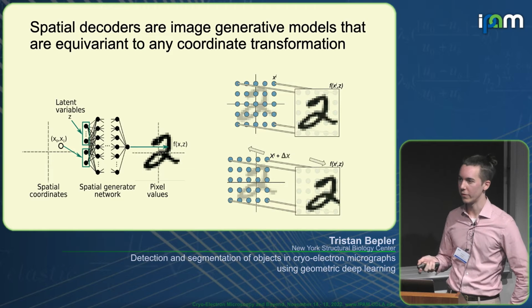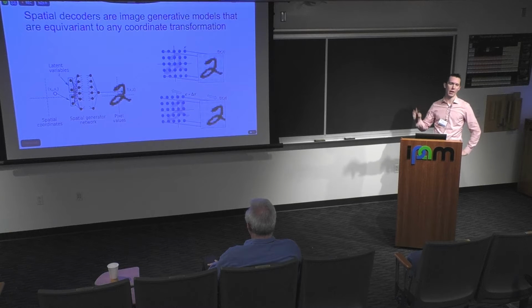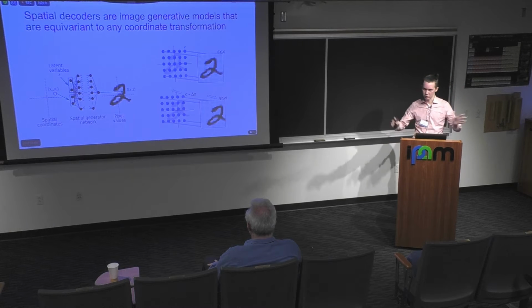There's no need to do any interpolation or anything like that either, right? If I translate my coordinates by delta x, my image will translate by exactly delta x, and I don't have to somehow train my network to do that. It just does it, right?